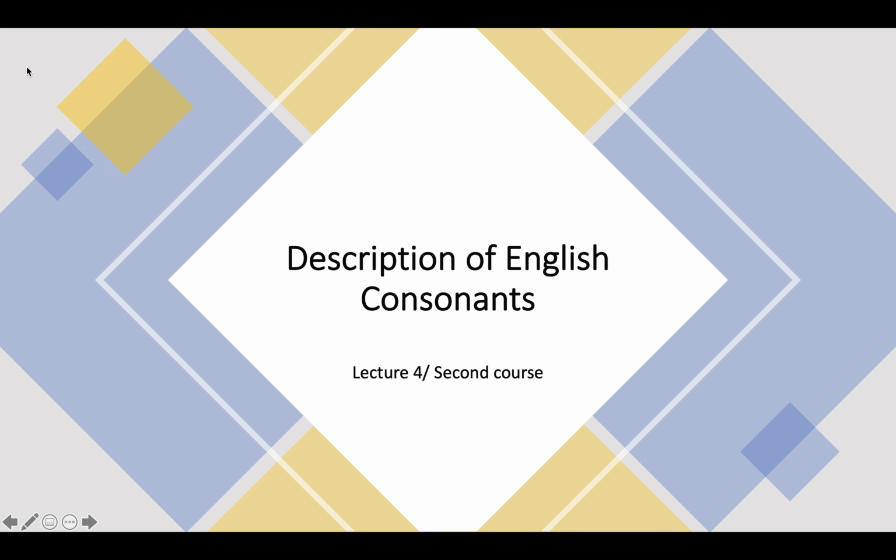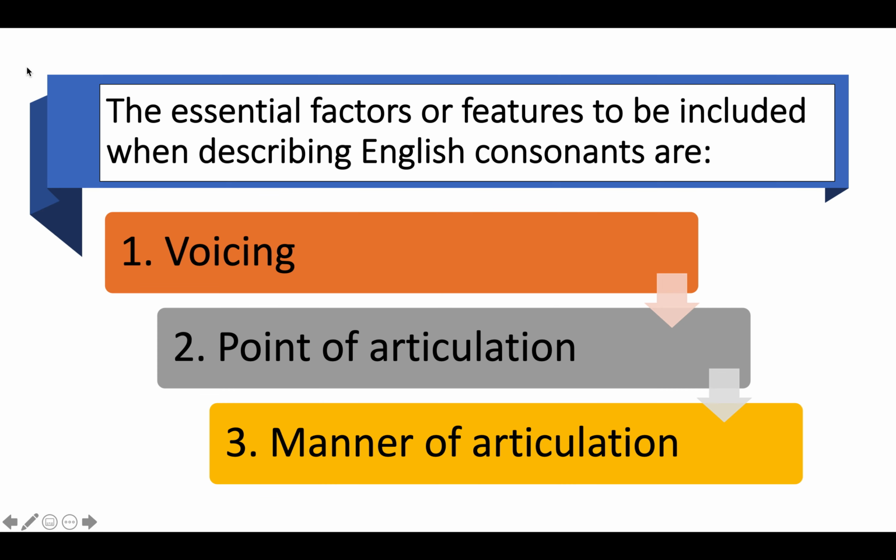Today we will talk about the description of English consonants. The essential factors or main features that are used when describing any English consonant are number 1, voicing, number 2, point of articulation, and then we have manner of articulation.